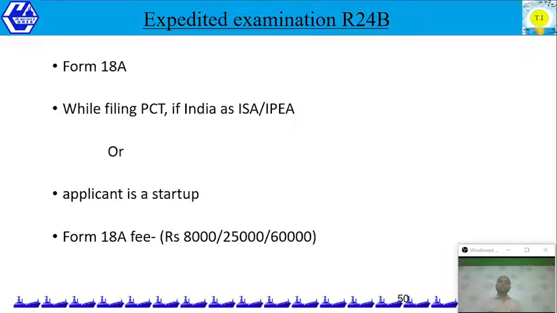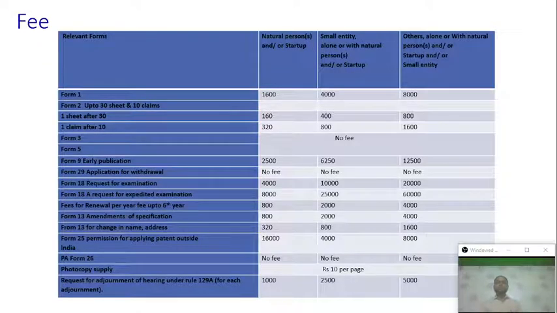You can go for expedited examination. You have to fill Form 18 with a fee of 8,000 for a natural person, 25,000 for a small entity and 60,000 for others. So you can very well go for expedited examination. This is the fee structure of the total patent application. You can see whichever is applicable to you. You can select and understand how much is the total cost of your patent.